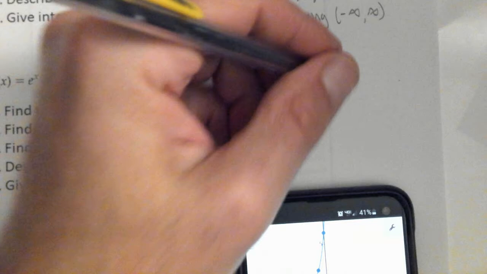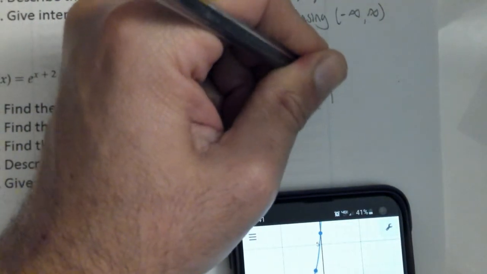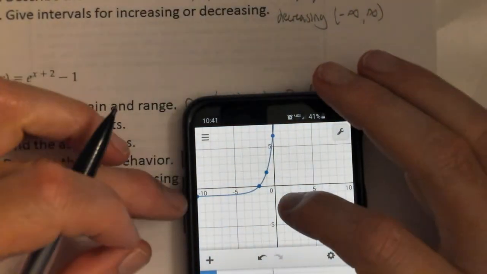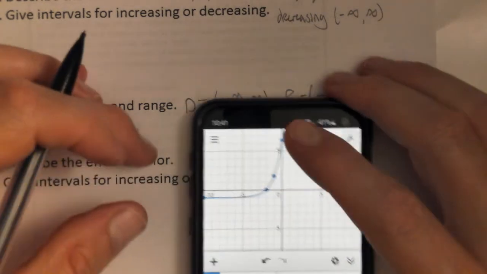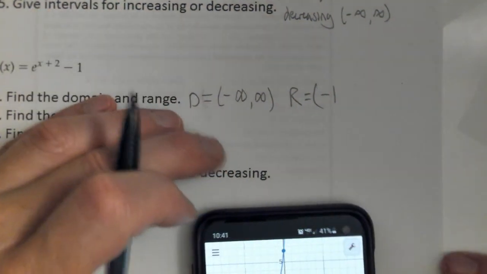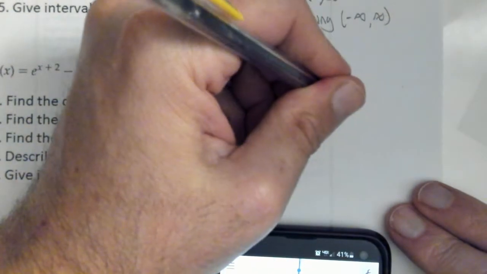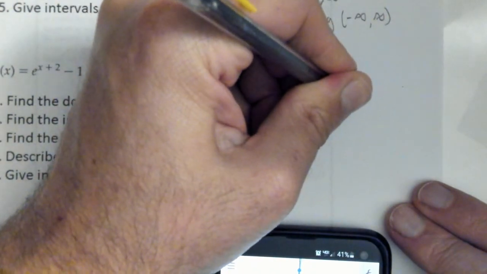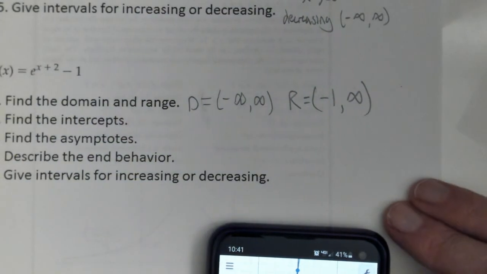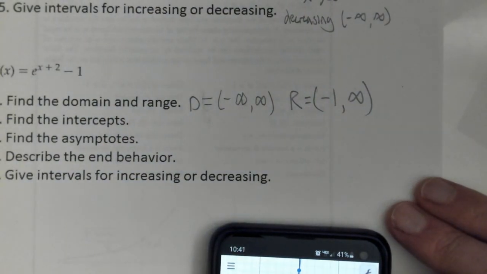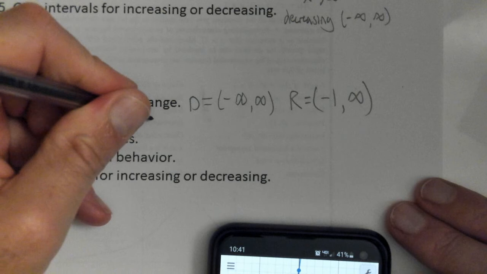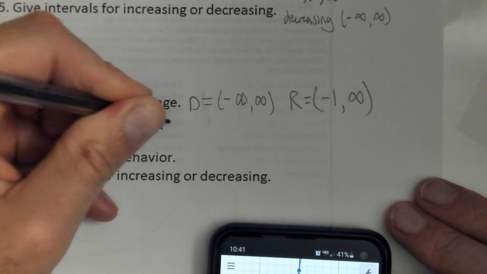And so we'll say that the range is from -1 because it doesn't go below -1 on the y value for the function. So that's the beginning part of my range. However, it does increase without bound, and so +infinity is the other boundary for the range. Alright, so we got the domain, we got the range. Let's find the intercepts.